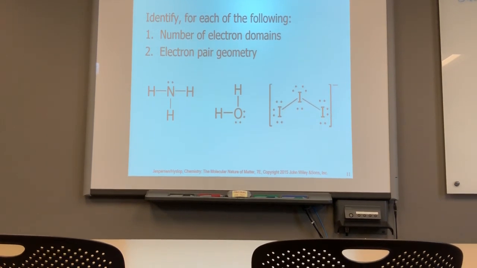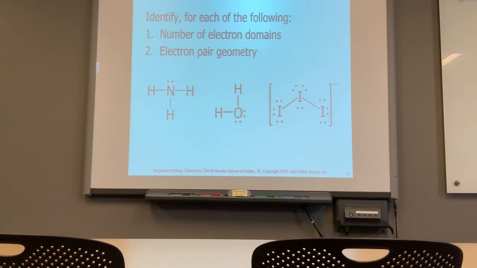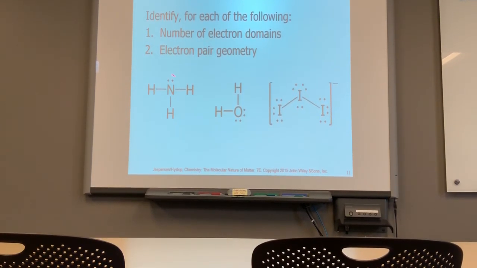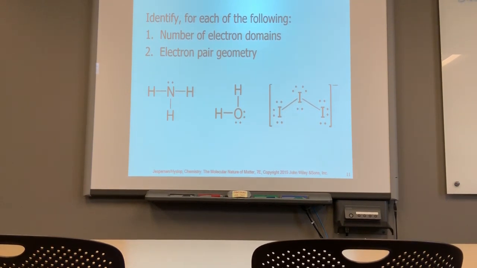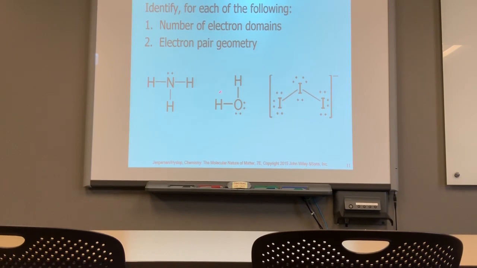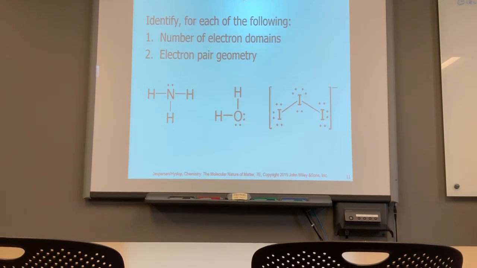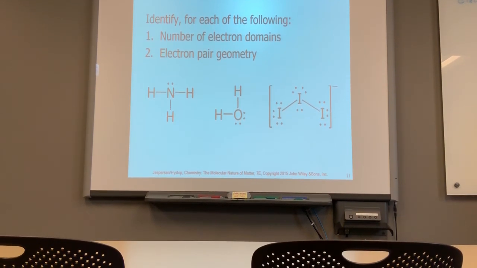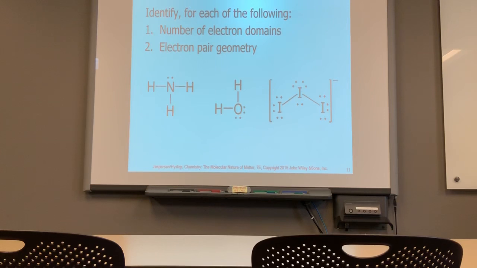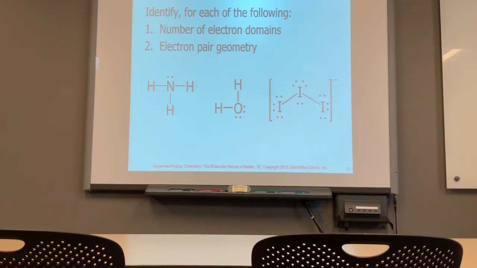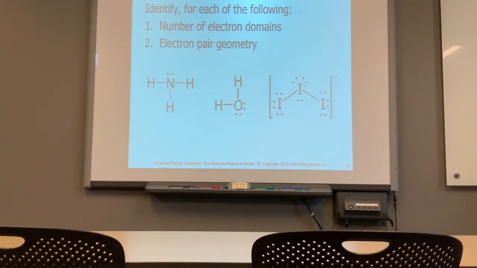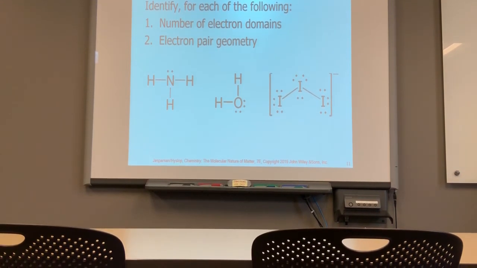So let's count the electron domains for each of these. How many electron domains are here? 3. 4. Right, so there are 4 electron domains here. So you're going to have a shape that's described like this. Oh, there's 4, but there's a lone pair? 3 bonds and a lone pair.